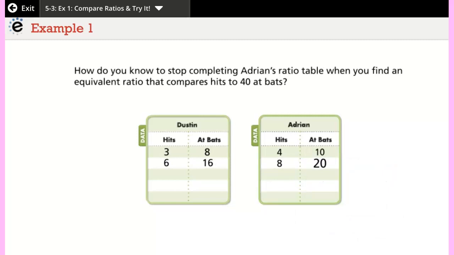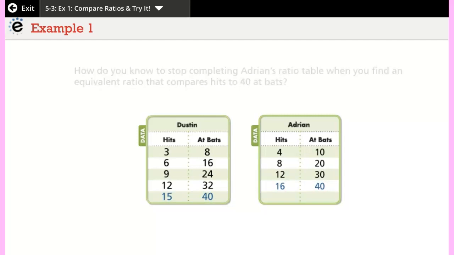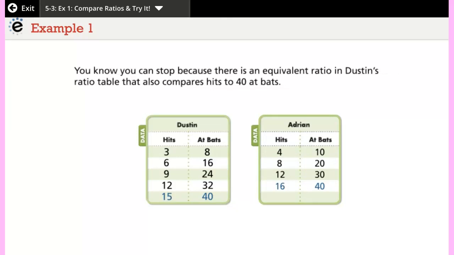How do you know to stop completing Adrian's ratio table when you find an equivalent ratio that compares hits to 40 at-bats? If you look at this, at 40 at-bats, Adrian has 16 hits and Dustin has 15 hits, right? So with that said, you have a common term. Now you could compare. You know you can stop because there is an equivalent ratio in Dustin's ratio table that also compares hits to 40 at-bats.